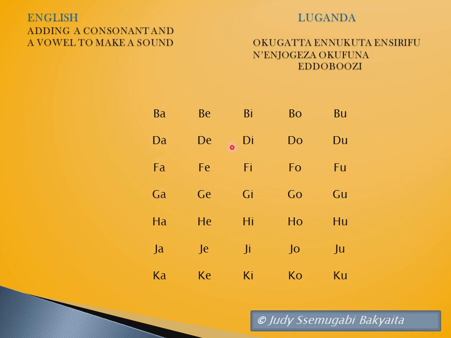So da, de, di, do, du. Fa, fe, fi, fo, fu. Ga, ge, gi, go, gu. Ha, he, hi, ho, hu. Ja, je, ji, jo, ju. Ka, ke, ki, ko, ku.